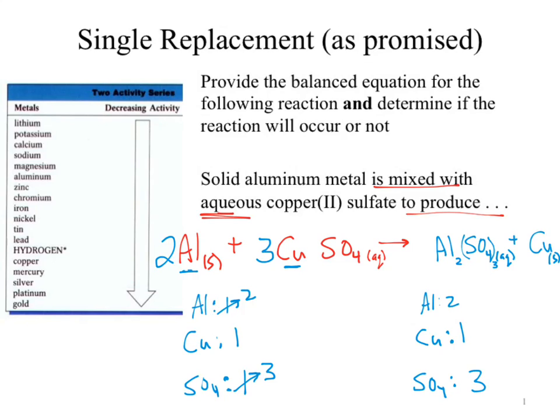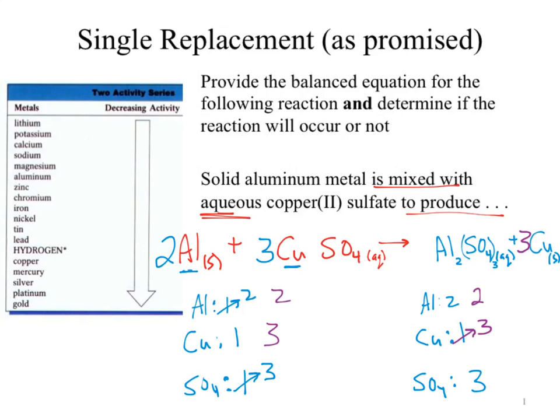So now we go all the way back up to our copper, or aluminum, sorry. Aluminum is what we started with. How many aluminums do we start with? How many do we end with? 2. That looks pretty good. How many coppers? 3 and 1. How do we fix it? Put a coefficient of 3 in front of the product. We need a 3 in front of that copper.